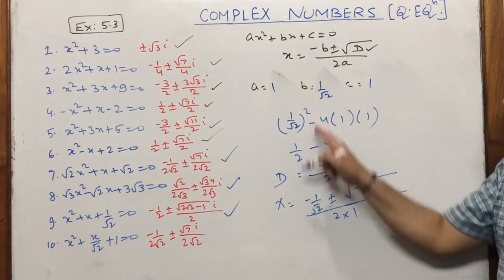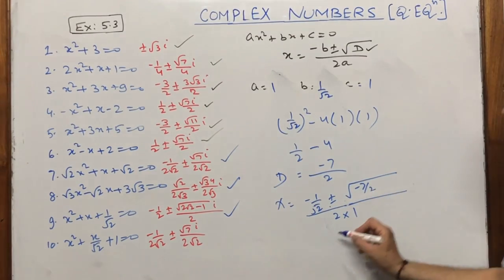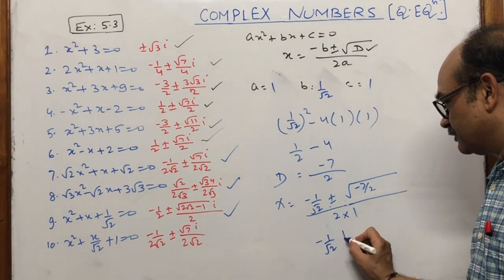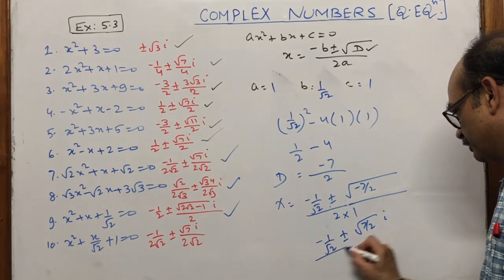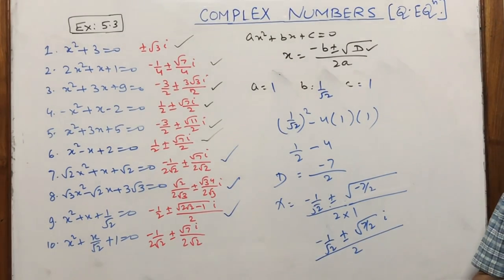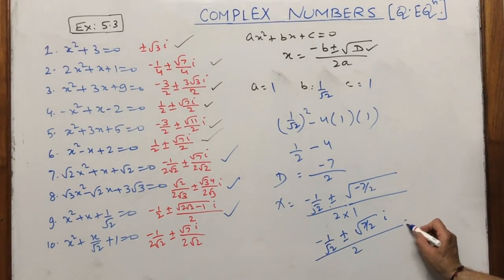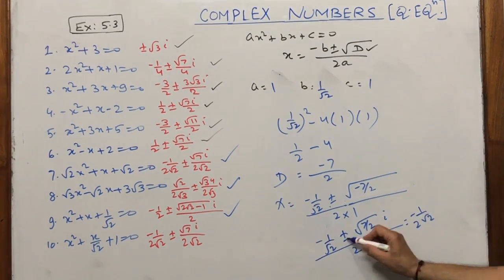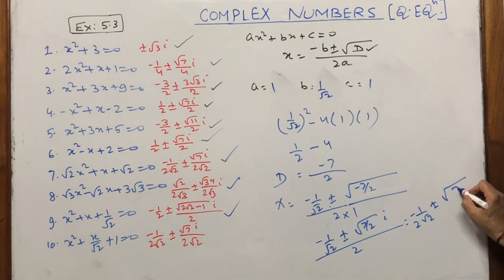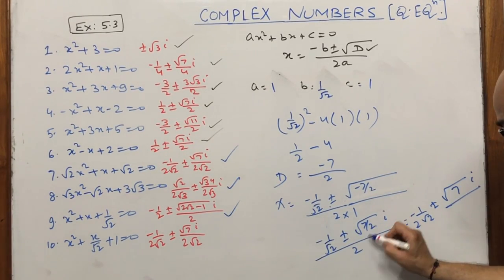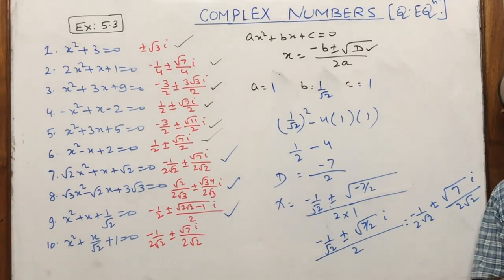Minus b, see, plus minus root d divided by 2. We want to make it in the iota form. That's why root 7 by 2 iota whole divided by 2. What we can write as minus 1 upon 2 root 2 plus minus root 7 iota, and this root 2 and 2 makes up 2 root 2 is the final answer.